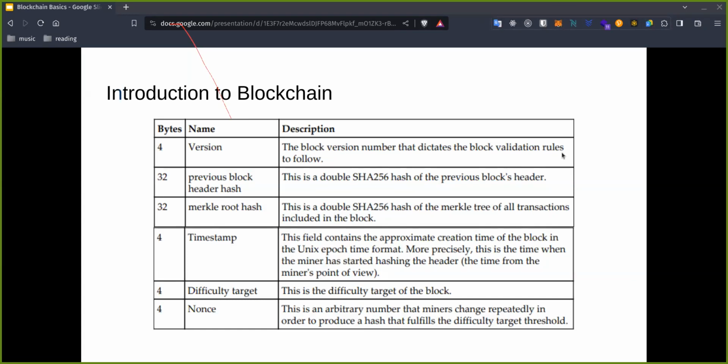What is a Merkle tree? I think I've seen some questions right here. A Merkle tree is a data structure.